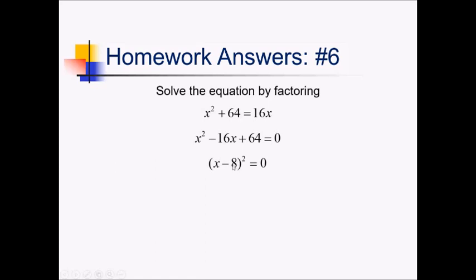And now setting x minus 8 equal to 0, because we have two factors of x minus 8 that are both exactly the same. So setting just one of those equal to 0, we see that an x value of 8 will zero out this equation.